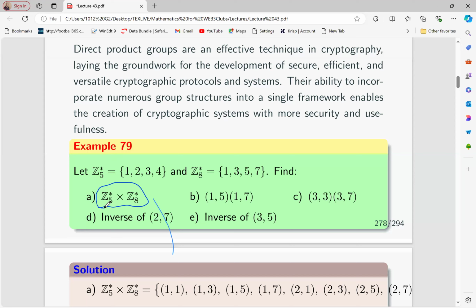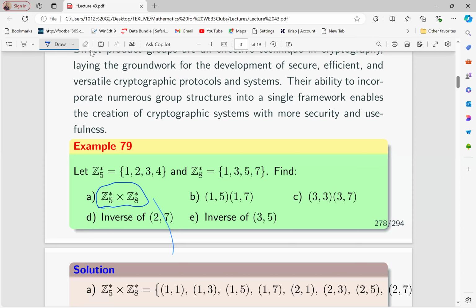The second question is, if you have two elements from the group, can you get their product? That is what we shall do. Again, I'll use the example to illustrate how to get a product of two elements from a direct product. And then I'll also show you how to get the inverse of an element, again using these two examples.